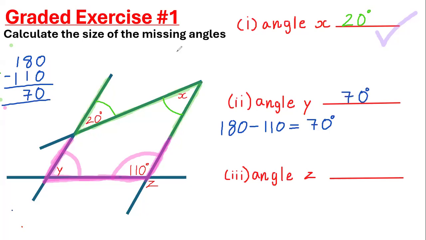Let me just put the reason so that we could have it for reference. So the reason is that what? Alternate angles are equal. They form a C shape, right?